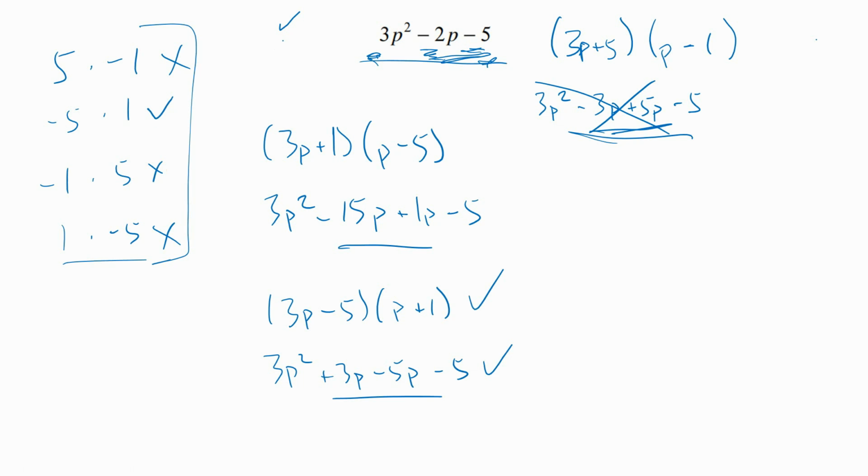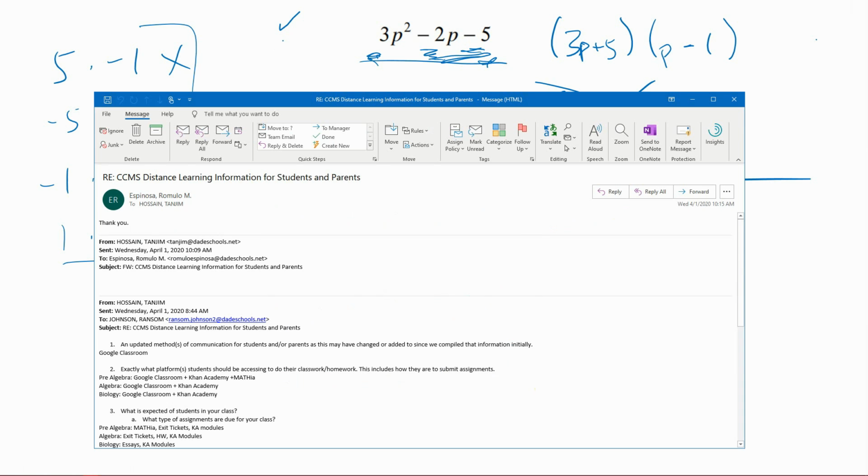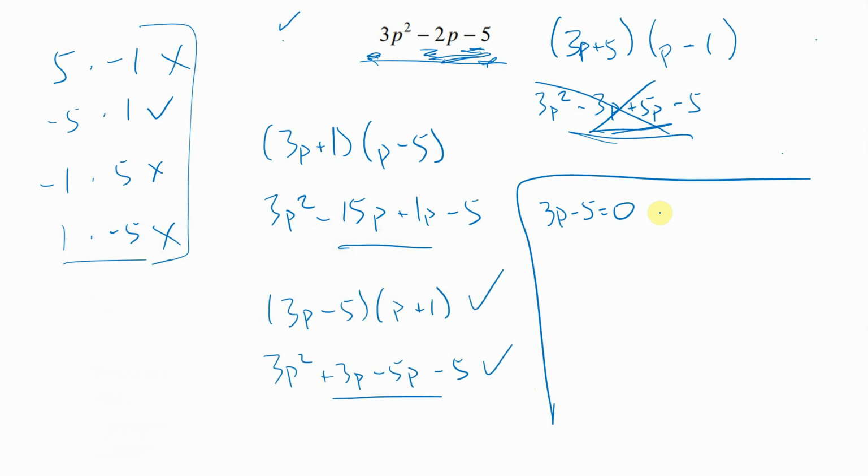And as far as finding the actual p, remember, use the zero product property, so simply write 3p minus 5 equals 0, and also write p plus 1 equals 0. So those are my two factors, and I'm going to set each of them equal to 0. In the first one, I'm going to add 5 to both sides, and I'll get 3p equals +5.